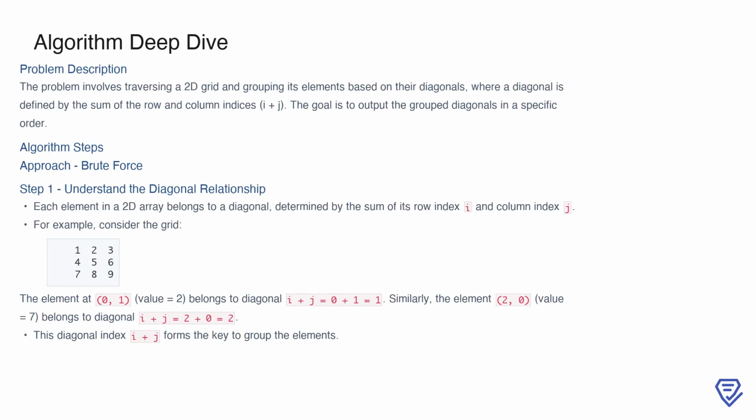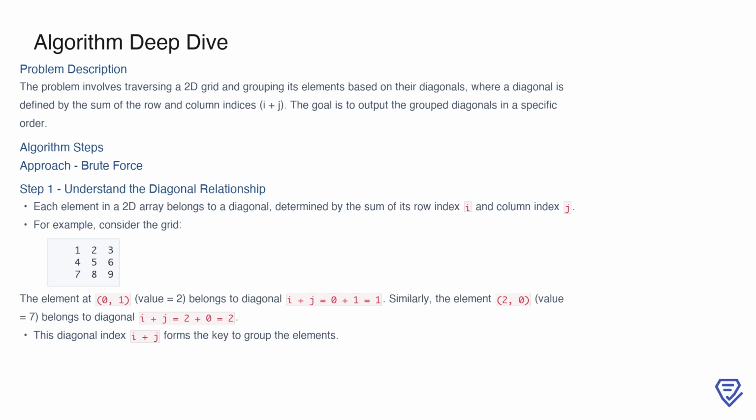To solve this problem, we need to traverse a 2D grid and group its elements based on their diagonals. A diagonal in this context is defined by the sum of the row index i and the column index j. For instance, in the example grid shown here, the element at position 0, 1, which is 2, belongs to diagonal 1 because 0 plus 1 equals 1. Similarly, the element at 2, 0, which is 7, belongs to diagonal 2 because 2 plus 0 equals 2. This sum, i plus j, acts as a unique identifier for each diagonal, enabling us to group elements accordingly.